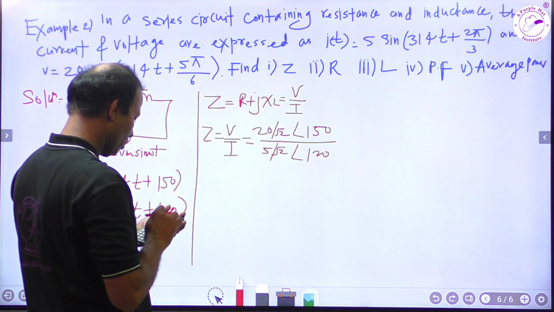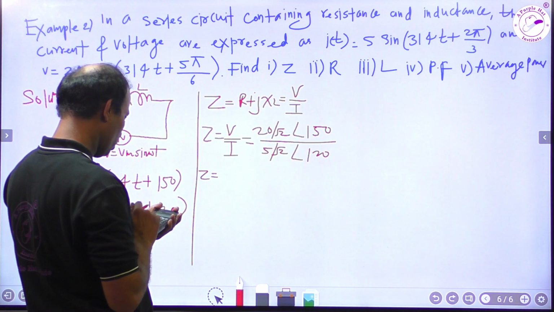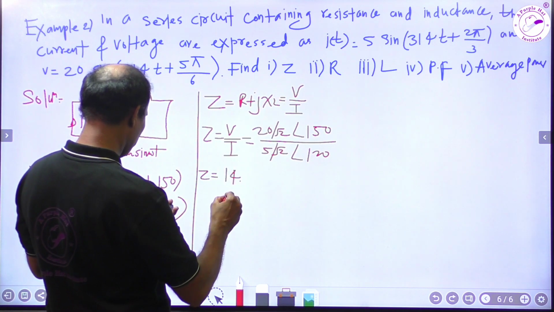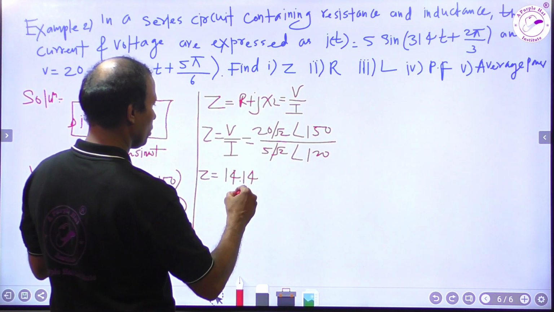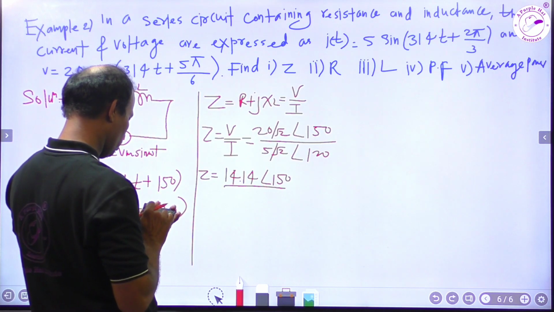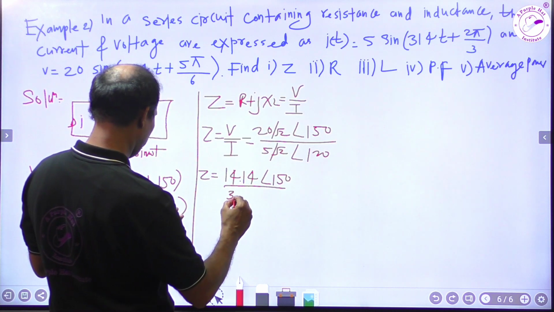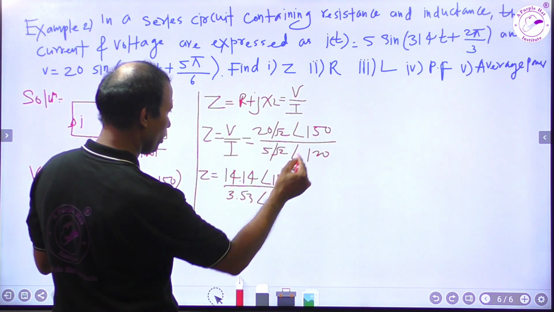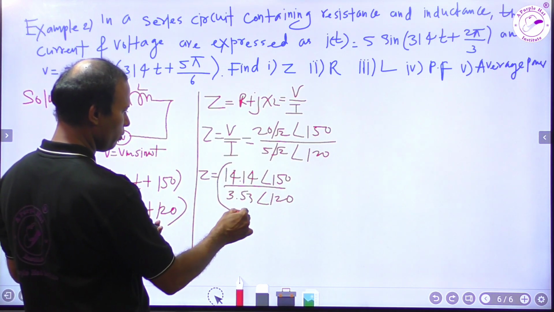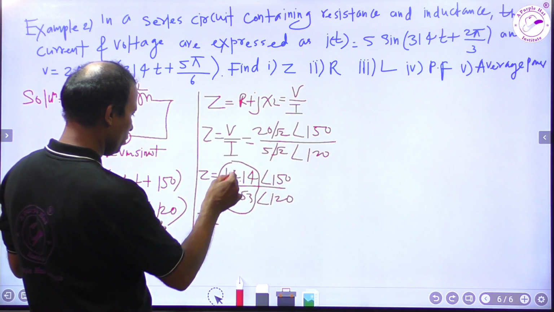Now Z is equal to 20 by root 2 divided by root 2. This is equal to 14.14 angle 150. Then 5 divided by root 2. This is equal to 3.53 angle this 120. Okay, now this part is divisible directly, and this angle we can follow.